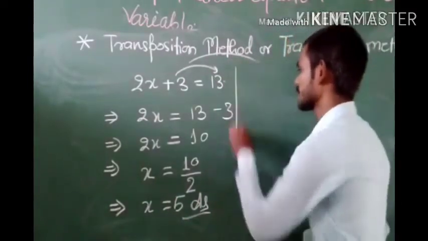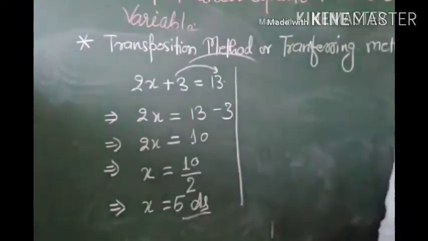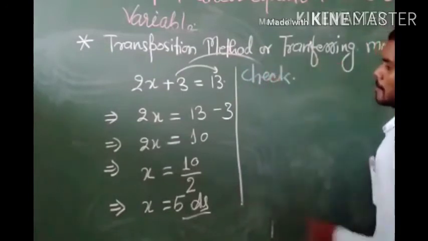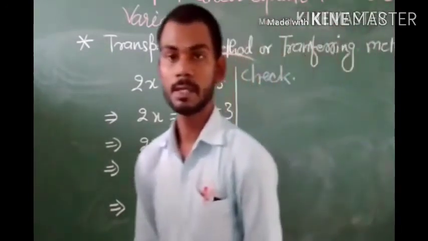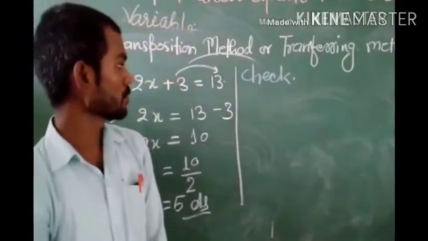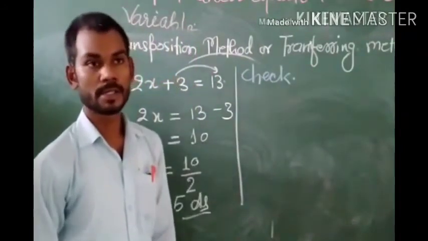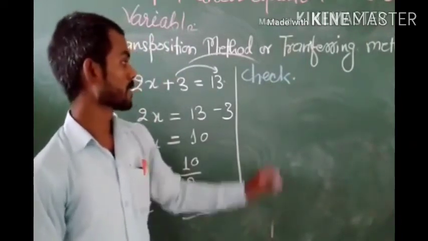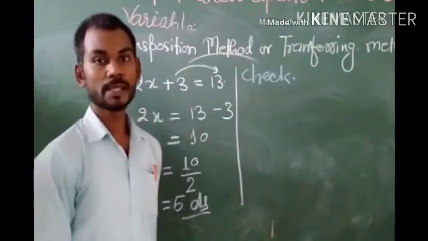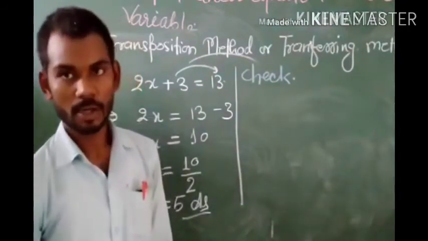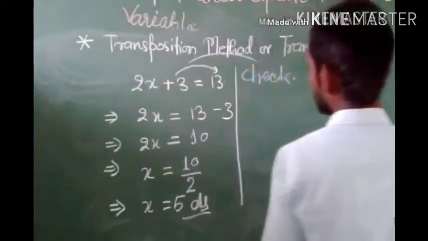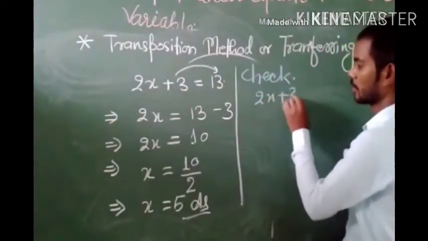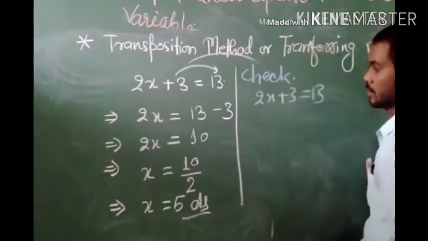Now let us check the answer. Why do we need to check our answer? Because we need to know whether the value of the variable, that is the solution of the linear equation, is true or not. By going through this process, we can check whether our answer is right or wrong. So let us see, the given equation is 2x plus 3 is equal to 13.